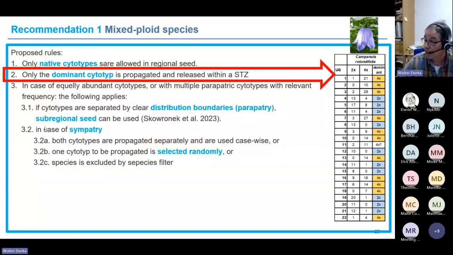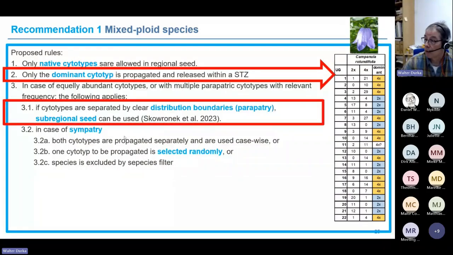And using our data across whole Germany, we can now define for each of the seed zones which cytotype, if ever, is the dominant one. If, however, we have a parapatric distribution, this can then be managed by producing sub-regional seed for only parts of such a seed zone, with further rules if we want to do that.